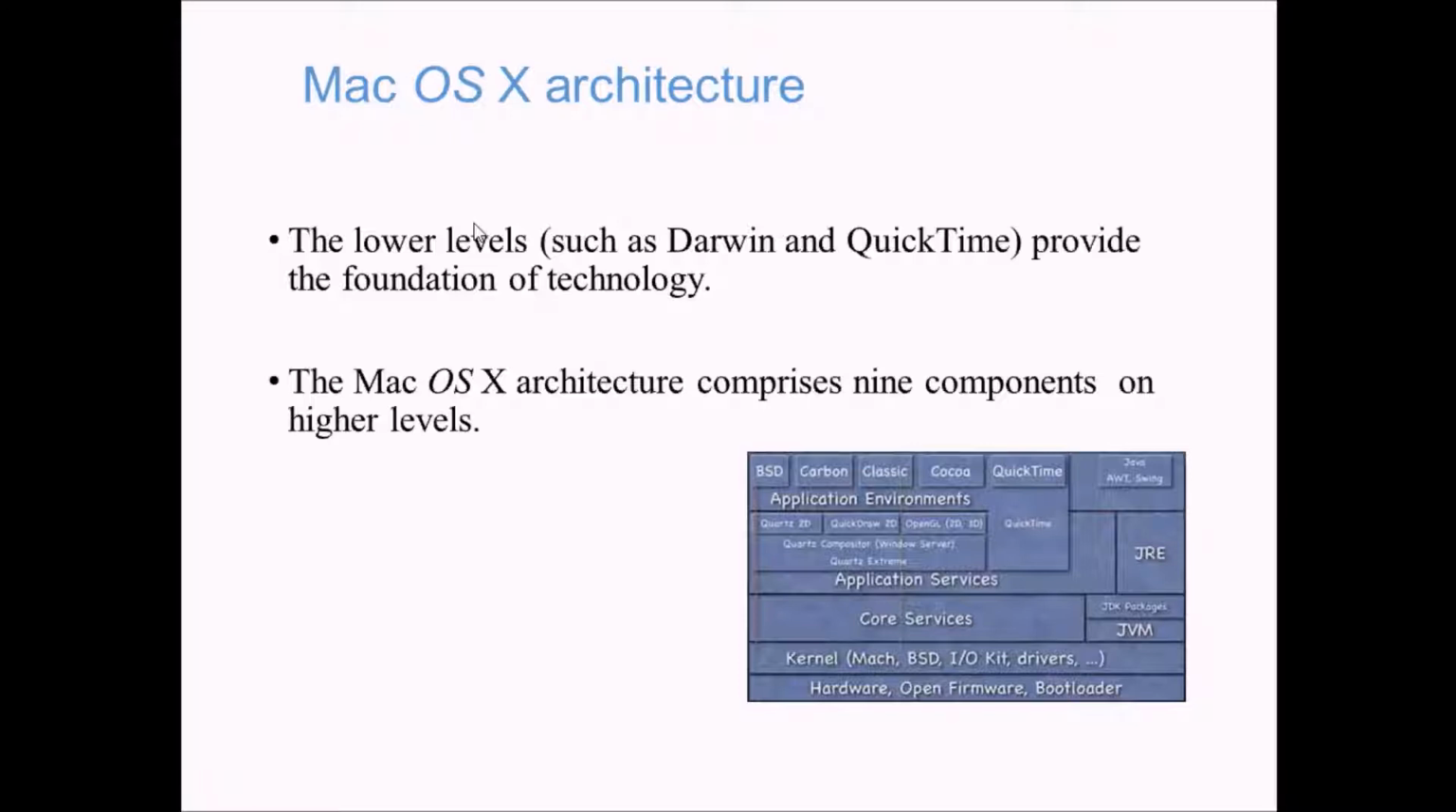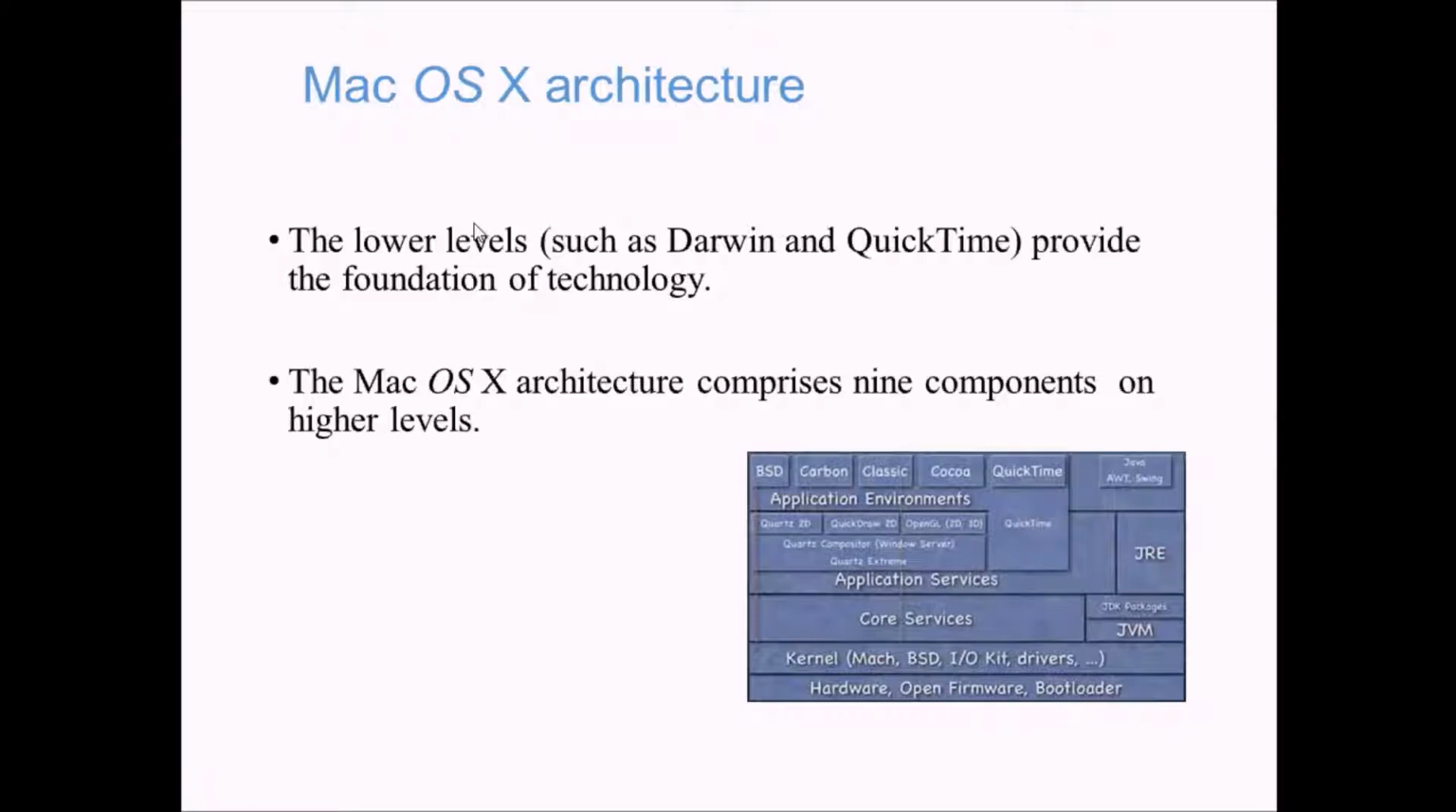If you look at the figure, at the very bottom there is the hardware, open firmware, and the bootloader on which the kernel module lies. Kernel is also an important part of the operating system. Upon that you can build your core services, application services, and these are the various application environments as mentioned: BSD, Carbon, Classic, Cocoa. These are the application environments.